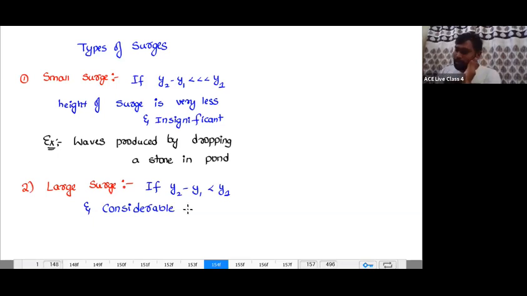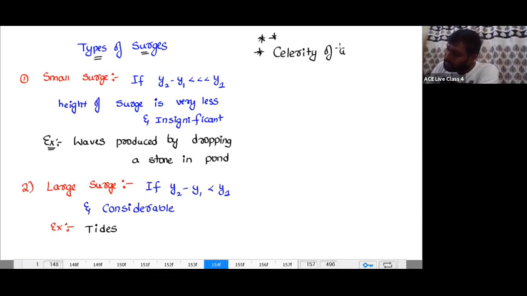Now where do we see this one, sir? Examples are going to be tides or tidal waves. So whatever waves are produced by dropping a stone in a pond or river are small surges, and large waves are going to be the tides. Now, based upon the type of surges, the last and most important concept: celerity of wave.